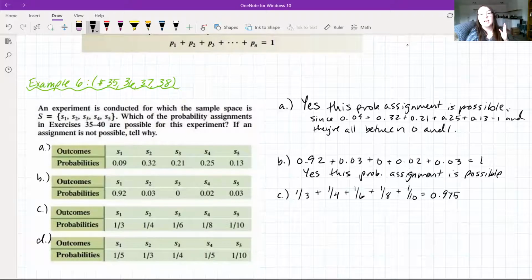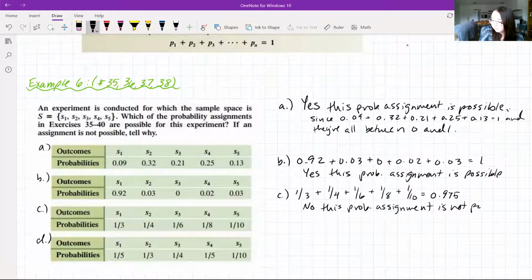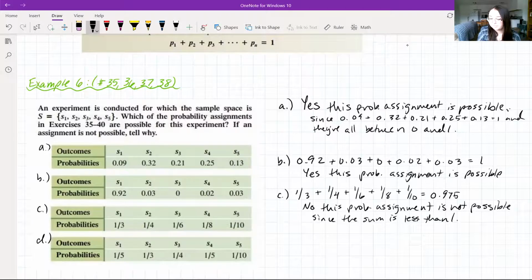If you had, you would end up getting 0.975. And remember, we said that it has to equal 1. So we say, no, this probability assignment is not possible since the sum is less than 1.